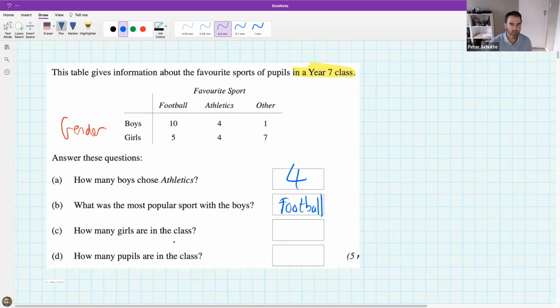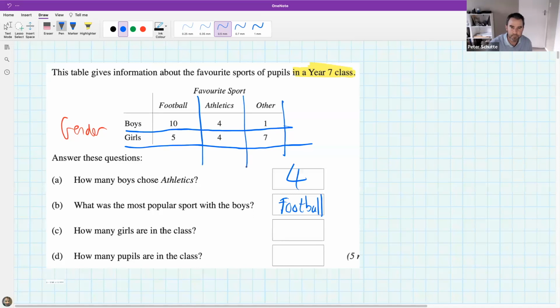Next question, how many girls are in the class? Well, this is where having some totals might be helpful in our tables. So it's often with tables, instead of just having the actual items, we have what are called totals. And the girls row would total up to 16. So how many girls in the class? There are 16. 5 of them like football, 4 like athletics, 7 like something else as their favorite sport.